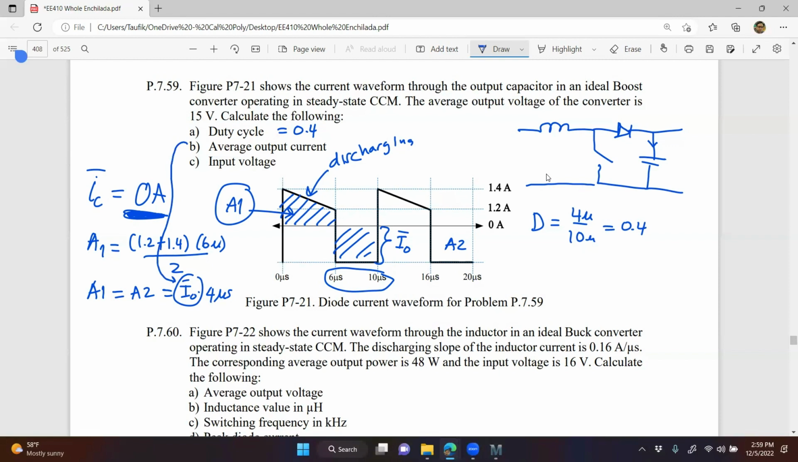All right, part C, input voltage. Is that not through the inductor? I do have the average output voltage, 15 volts, and I know the duty cycle. So you can find V out, and if it is ideal, we can just solve for the input voltage. Yep, that's it. That's less than 5 minutes.